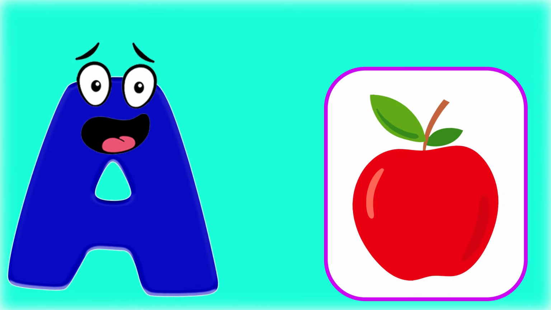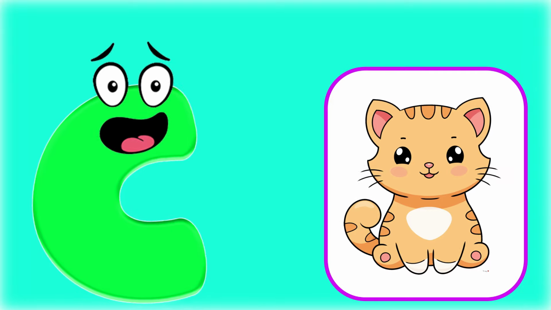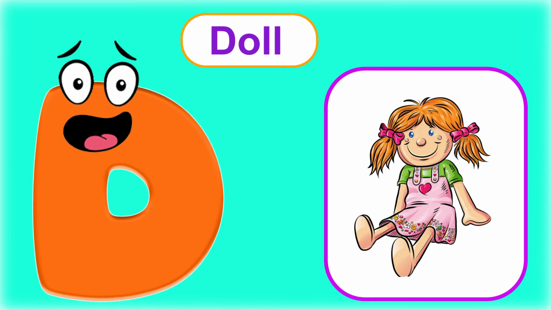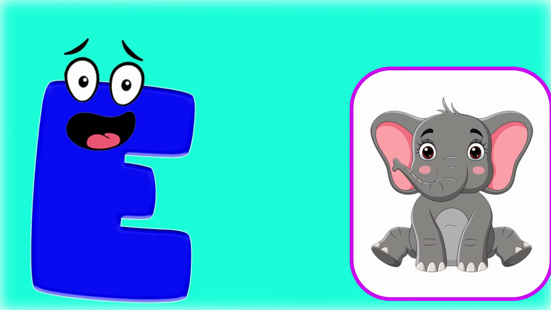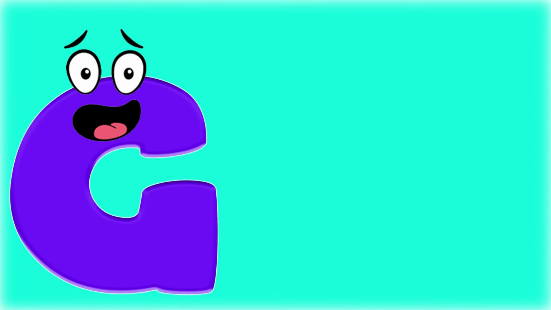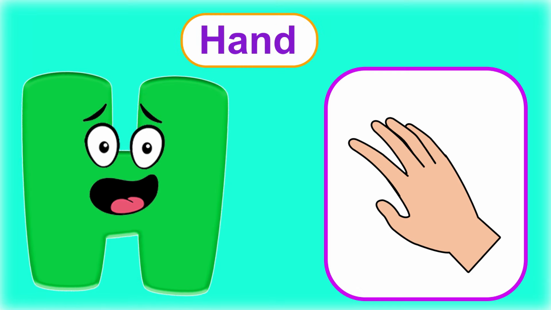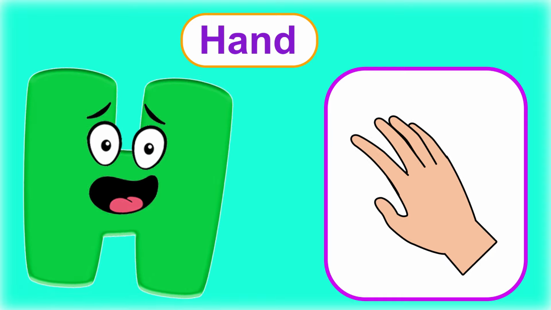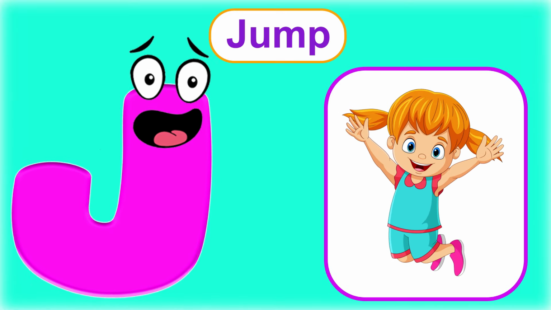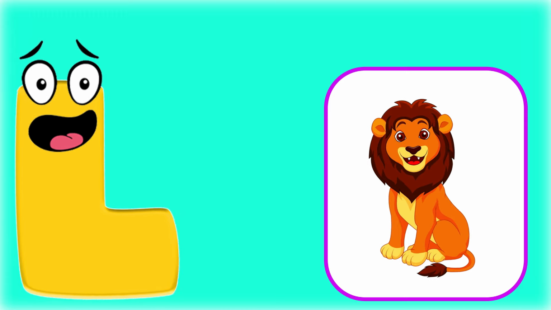A is for apple, a, a, apple. B is for ball, b, b, ball. C is for cat, c, c, cat. D is for doll, d, d, doll. E is for elephant, e, e, elephant. F is for frog, f, f, frog. G is for goat, g, g, goat. H is for hand, ha, ha, hand. I is for igloo, I, I, igloo. J is for jump, j, j, jump. K is for kangaroo, k, k, kangaroo. L is for lion, l, l, lion.